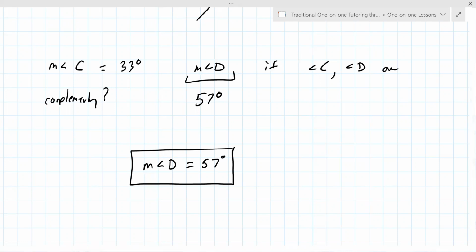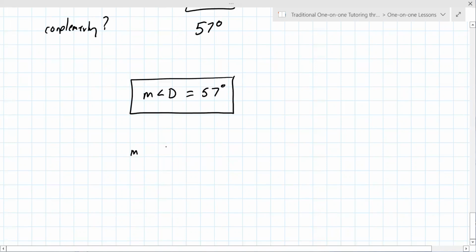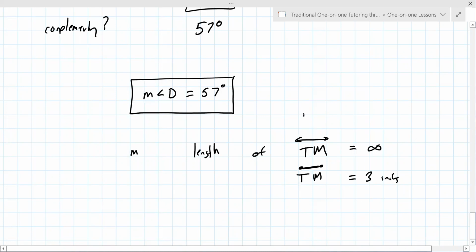I'll just make sure to put it in. It's more important than that. Let's say someone asks you for the length of line segment TM, and you put arrows like this. The length of a line TM is infinite, but the line segment TM might be fixed, maybe 3 inches. See how one's a segment and one's a line? The dots instead of the arrows are where you can run into trouble. You have to be very particular in this class.